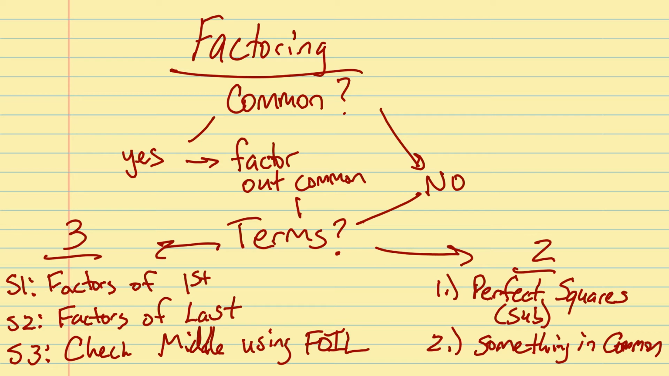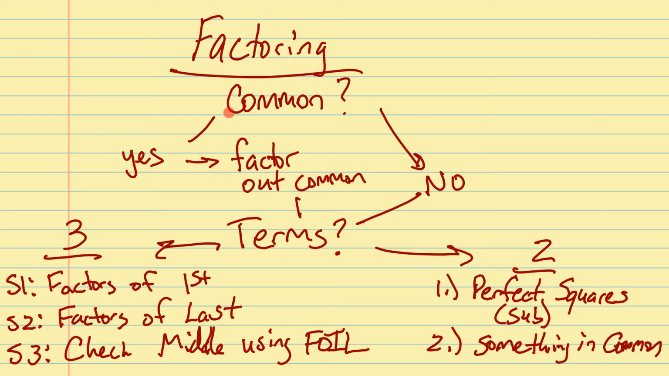All right, for 16 through 23, we're going to be factoring. Factoring is going to have this little flow chart. That's kind of the hint sheet I gave you to tell you what to do.